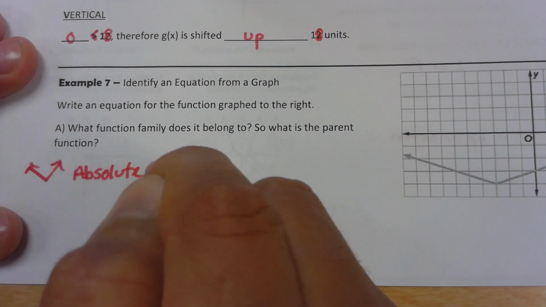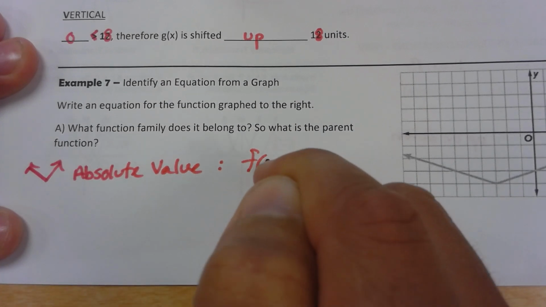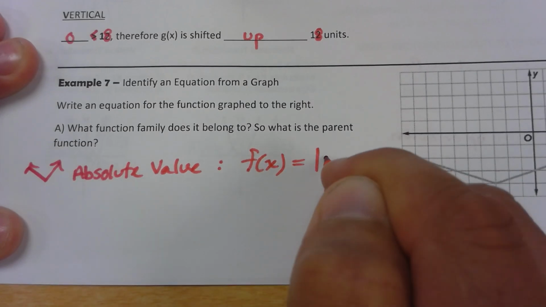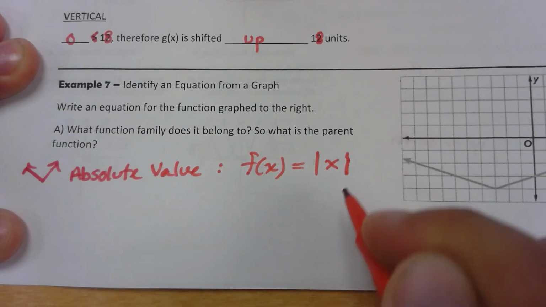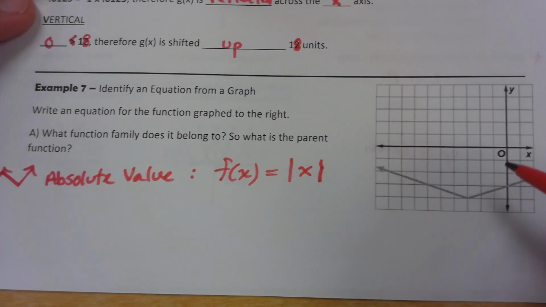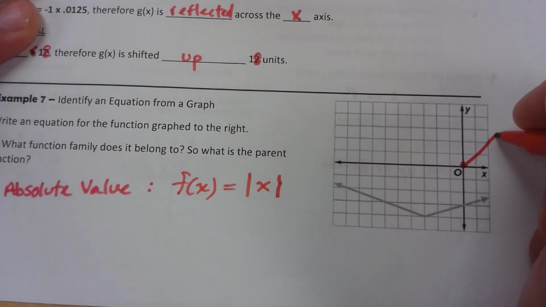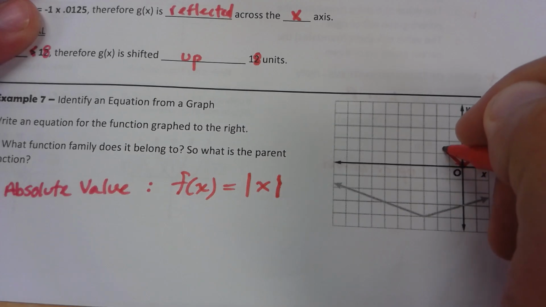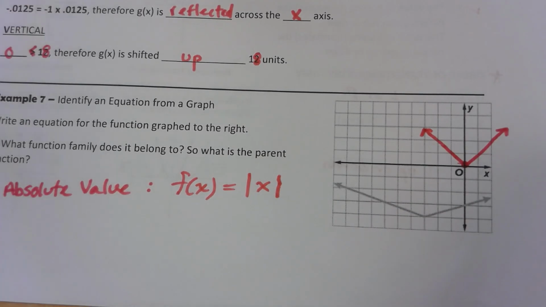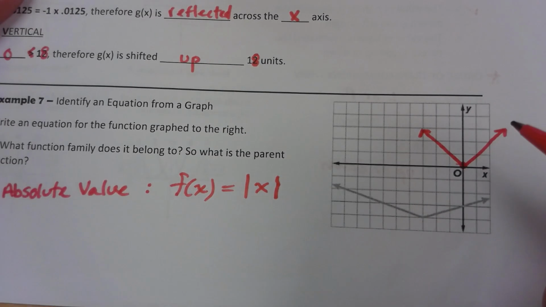My parent function for absolute value looks like this. f of x equals the absolute value of x. And so the question is, how does this compare to that parent function, which looks like this? Okay, well, let's start with h. Where did we shift?